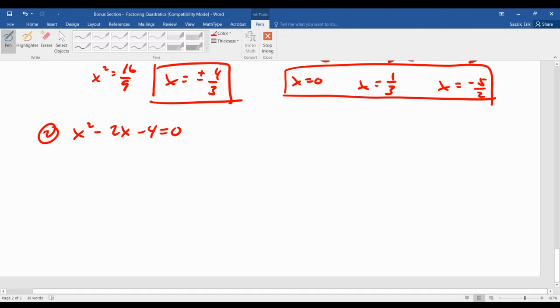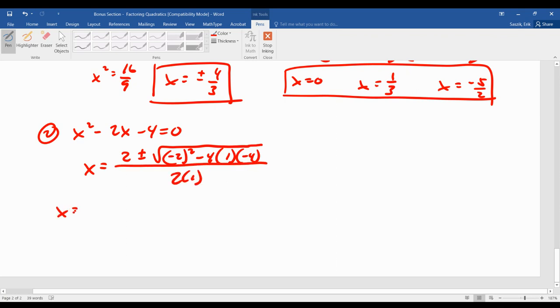This would be quadratic formula. Yeah, everyone's favorite from last year. x equals the opposite of b plus or minus the square root of b squared minus 4 times a times c, all over 2 times a, right? So let's simplify that a little bit. This would be 4. Remember, we have a negative times a negative, so that becomes plus. 4 plus 16, we have that.